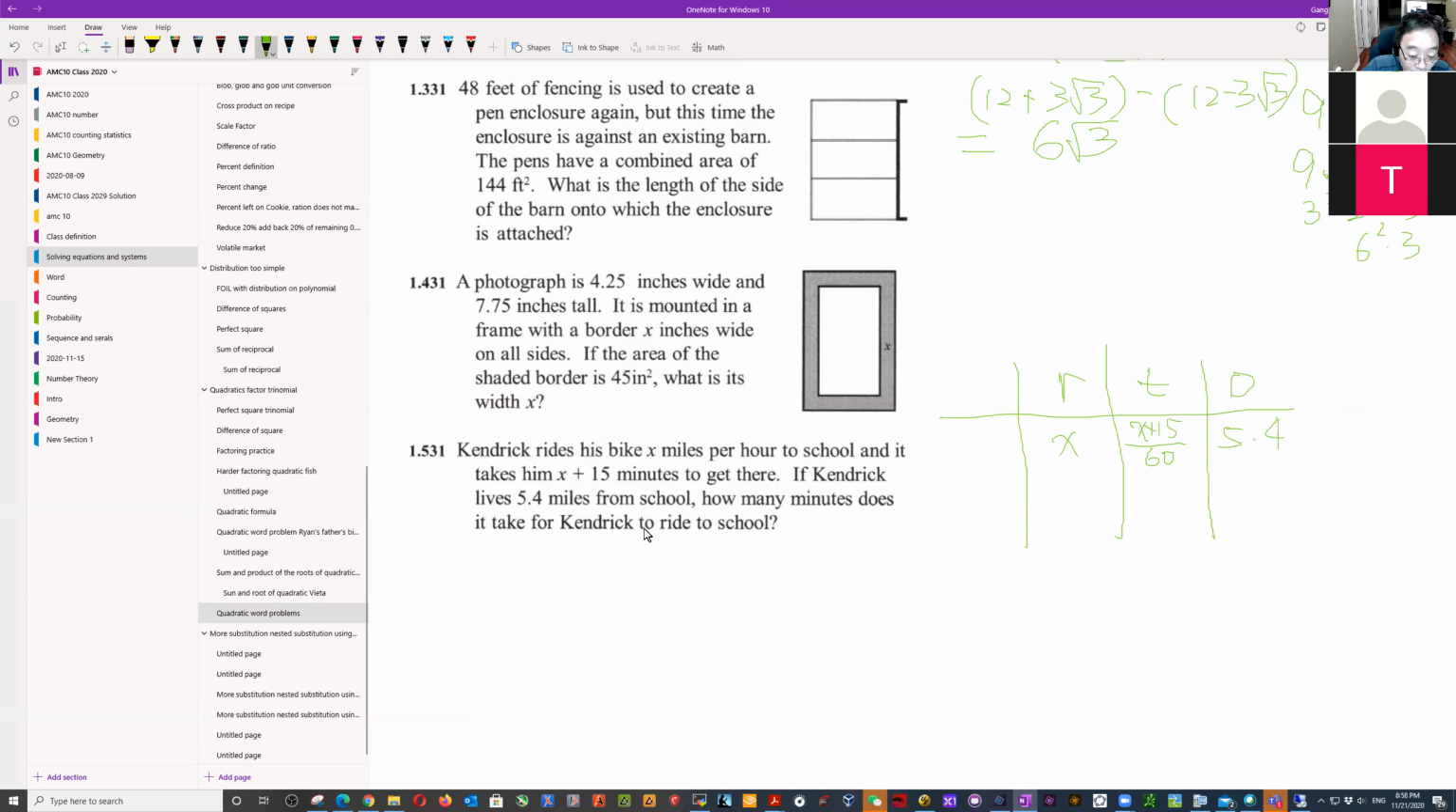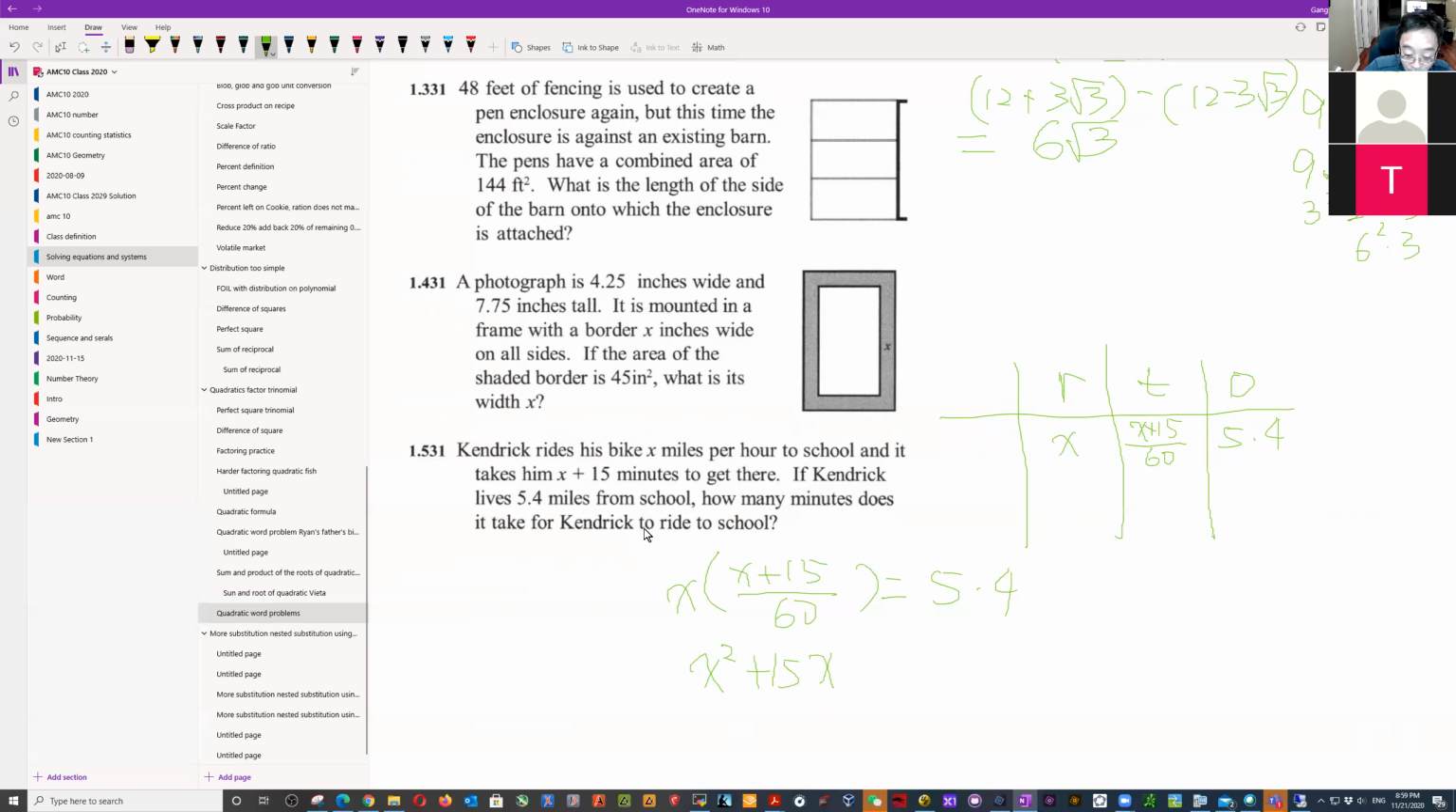So how many minutes does it take to ride to the school? So this you just multiply. So x plus 15 over 60 equals 5.4. And I think this is going to be a big number. If we multiply, it is actually x squared plus 15x.